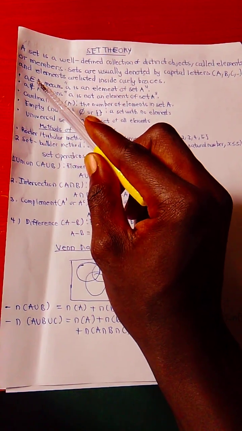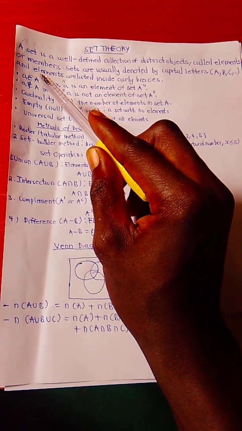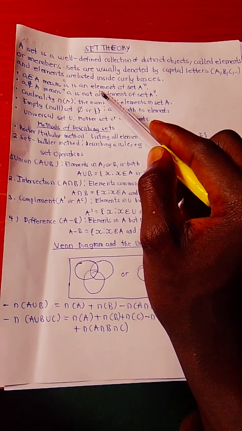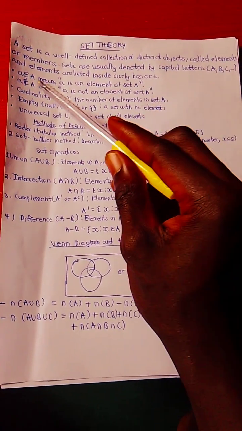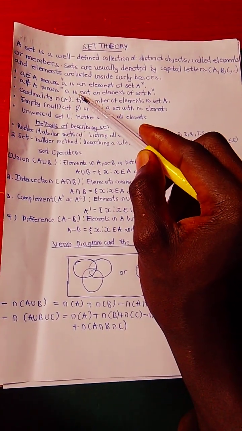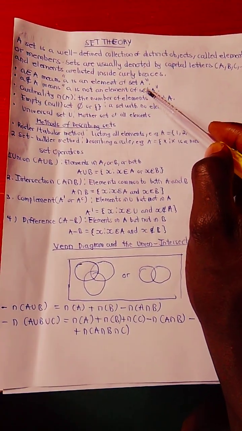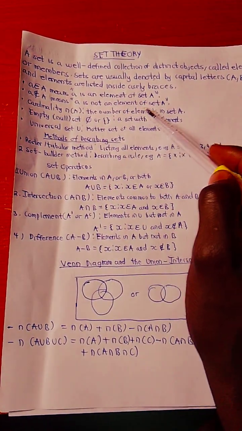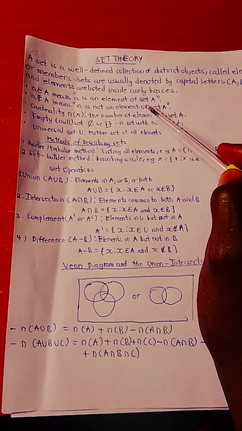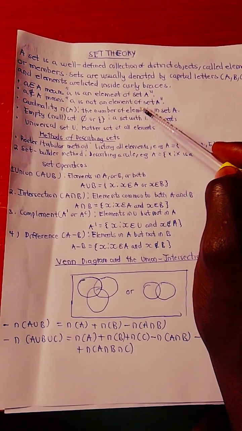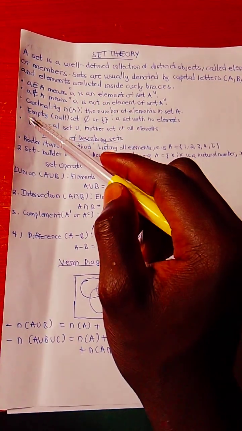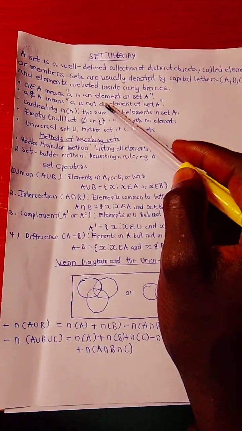So here now, this particular notation is equivalent to what? Capital letter A means what? A is an element of set A. While this one means A is not an element of set A. Then cardinality. Cardinality means the number of elements in set A, it can also be set B. It is not referring to only set A alone. It can refer to any set. But the meaning of cardinality is the number of elements in any set.